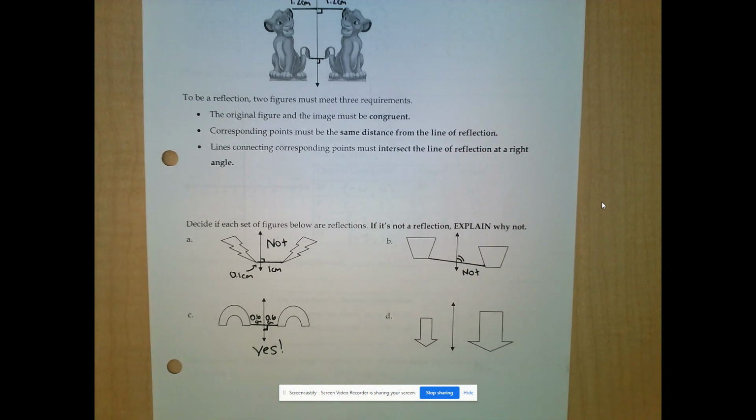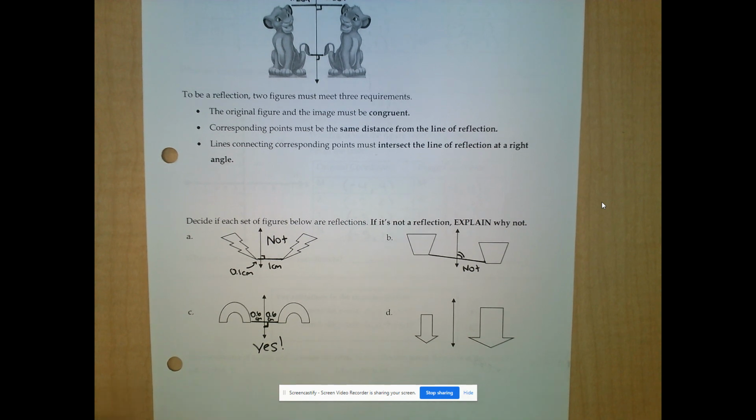And last but not least, the two arrows. This one I think is the easiest to say no right away. The arrow on the left is considerably smaller than the arrow on the right.